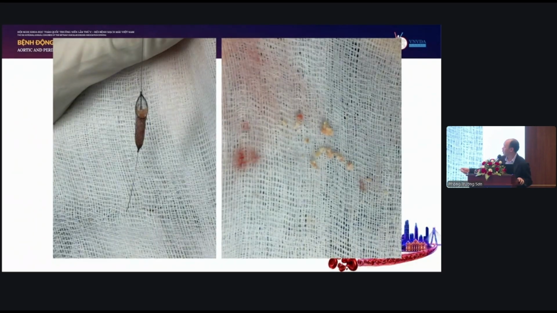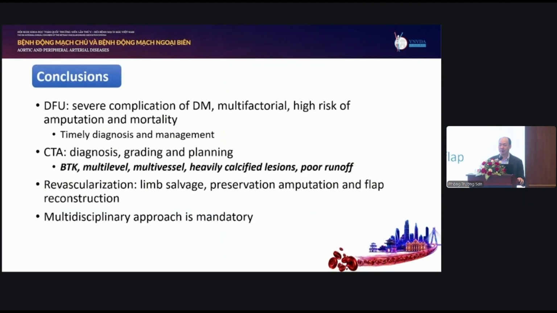Here's our message, just what we are doing in our hospital. The DFU is a severe complication of diabetes, it is multifactorial and causes a high risk of amputation and mortality. So timely diagnosis and management is crucial for the patient.